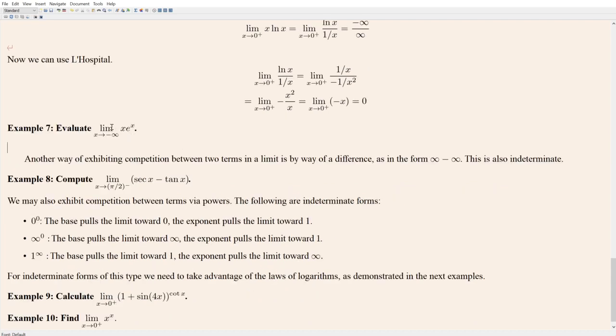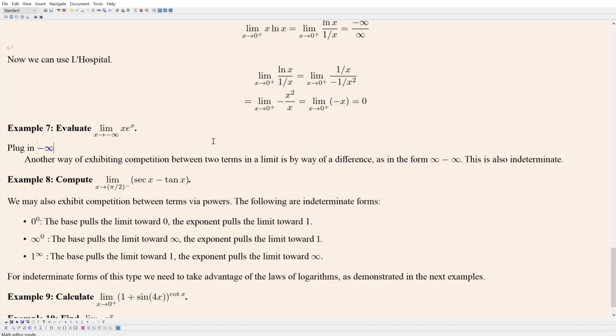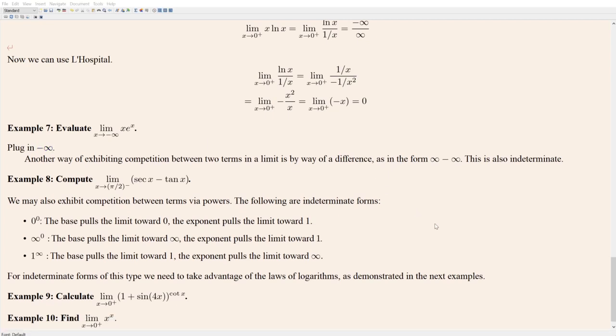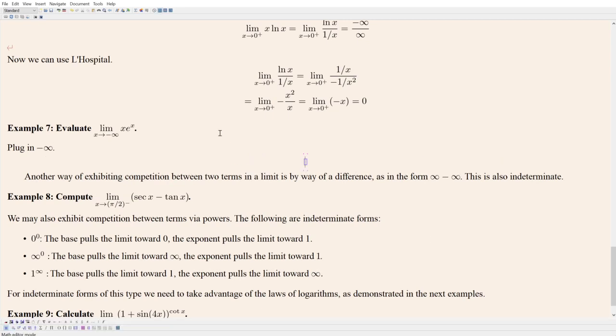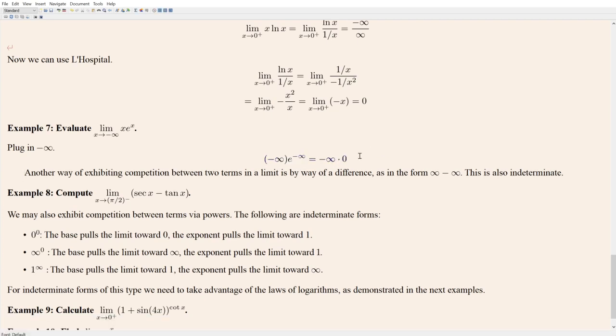Okay, let's take the limit as x goes to negative infinity of x e to the x. So let's plug in negative infinity to see what's going on here. So here we have negative infinity times e to the negative infinity. So for the exponential function, as we go to negative infinity, this becomes 0. So indeed, we end up getting an indeterminate form of the form infinity times 0 again.